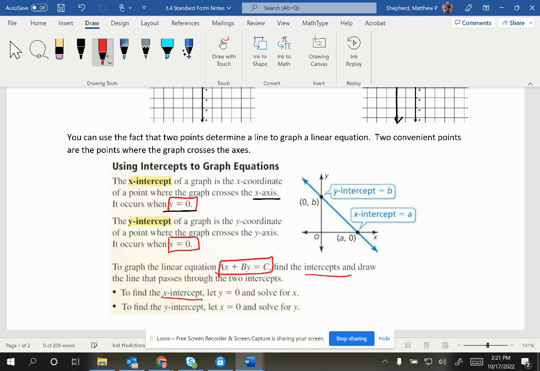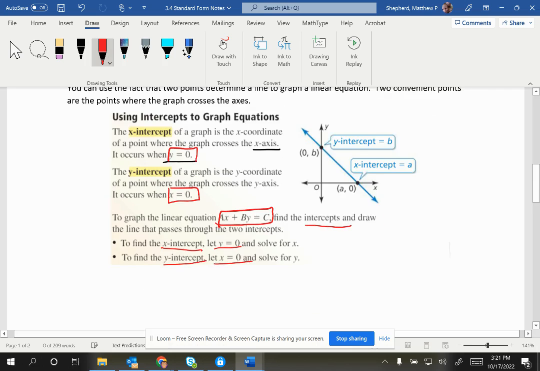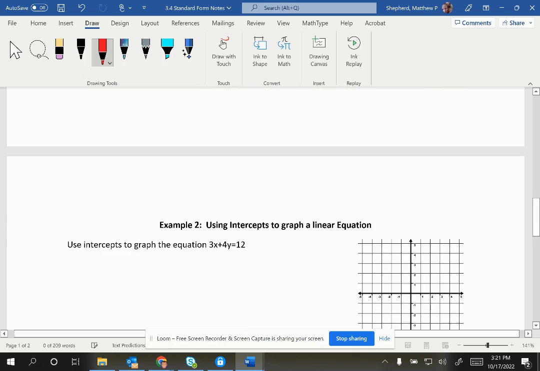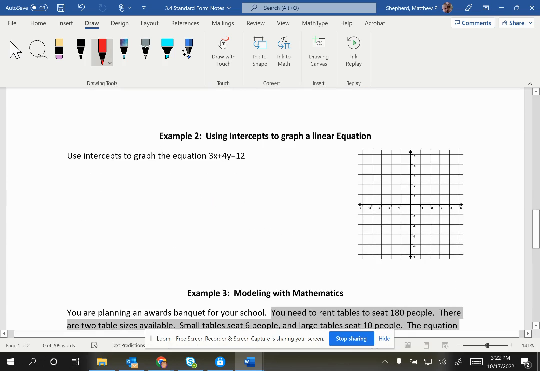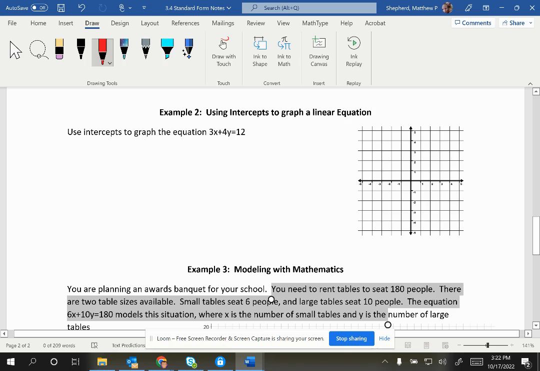To find the x, let y equal 0. To find the y, let x equal 0. Okay, if I repeat it, it's probably because that's a key piece of information to pay attention to. So let's go ahead and do it. Let's find the x-intercept of this equation right here.